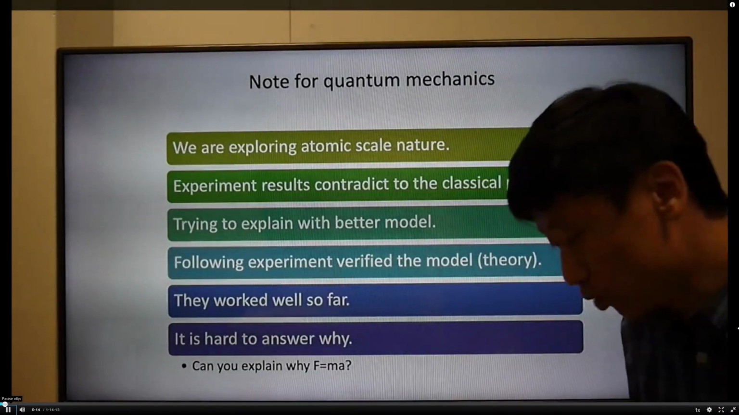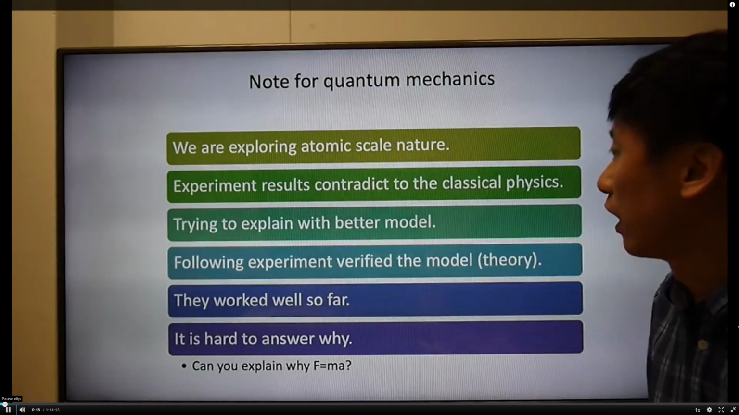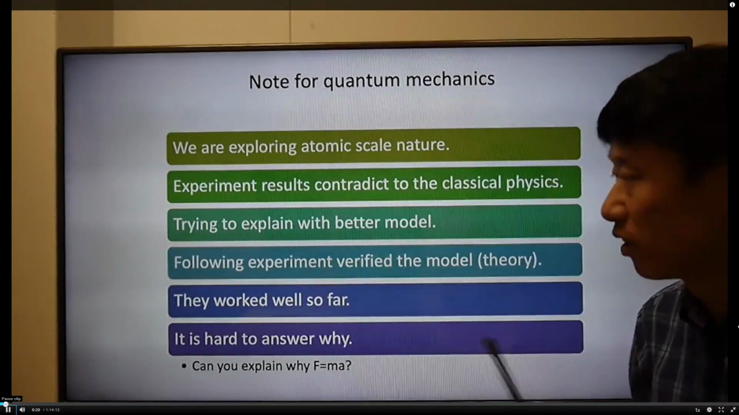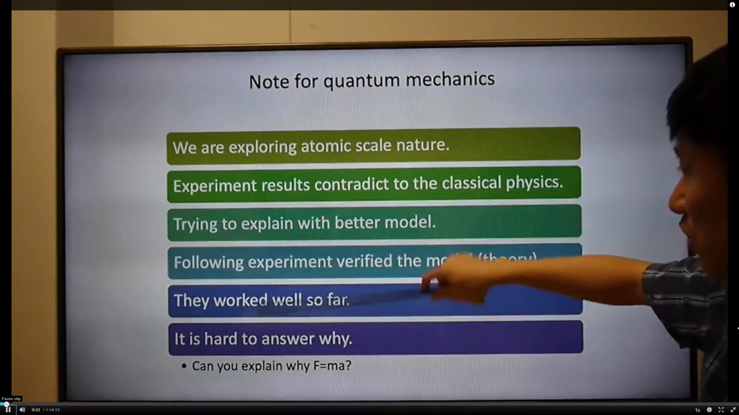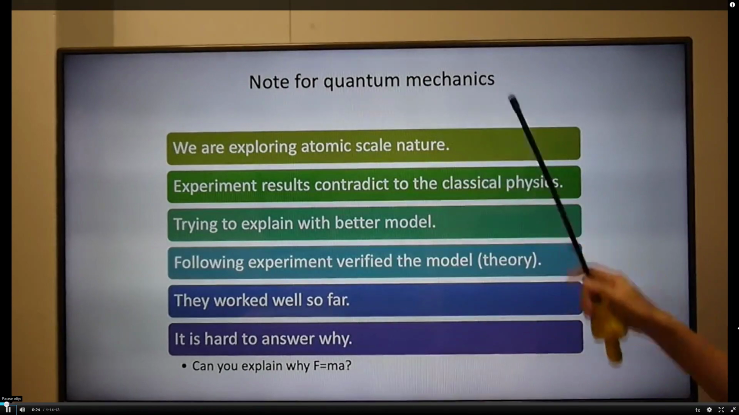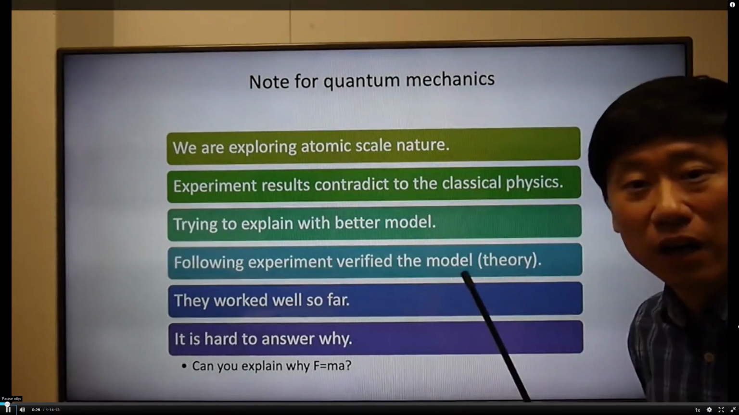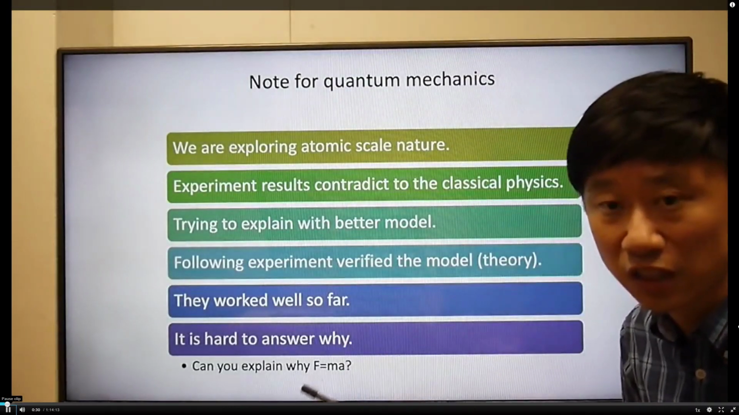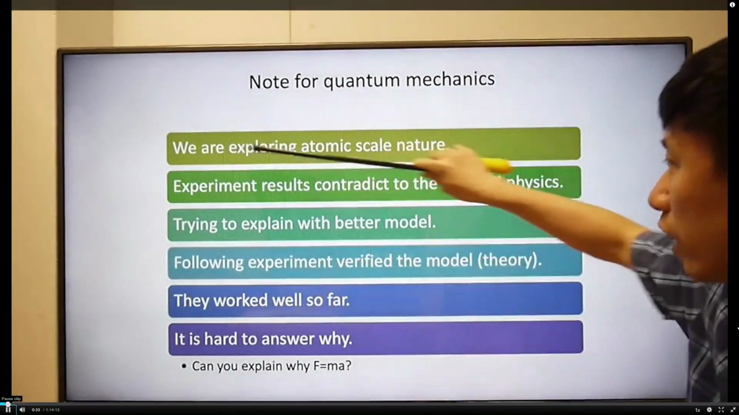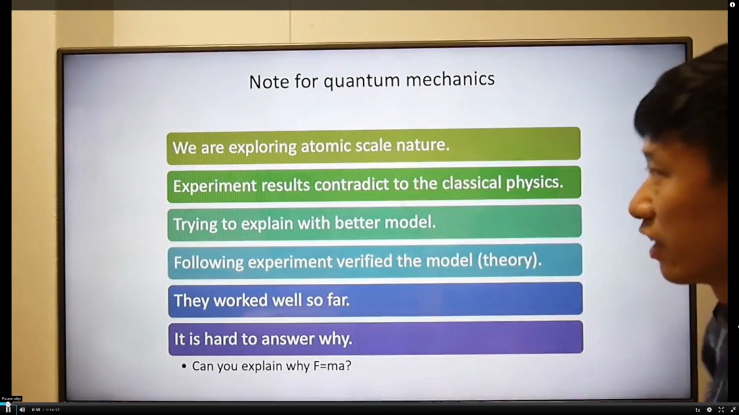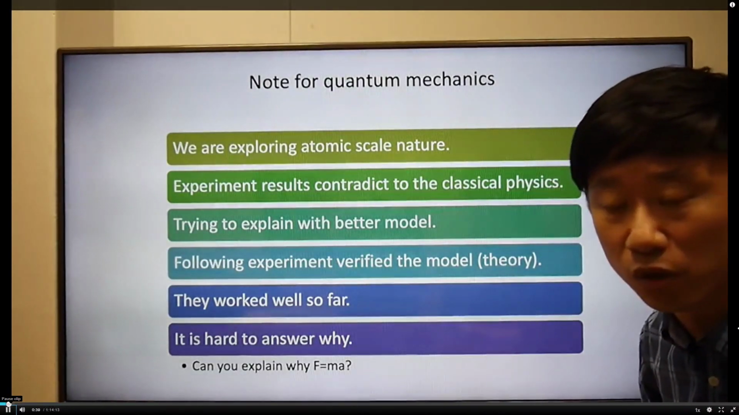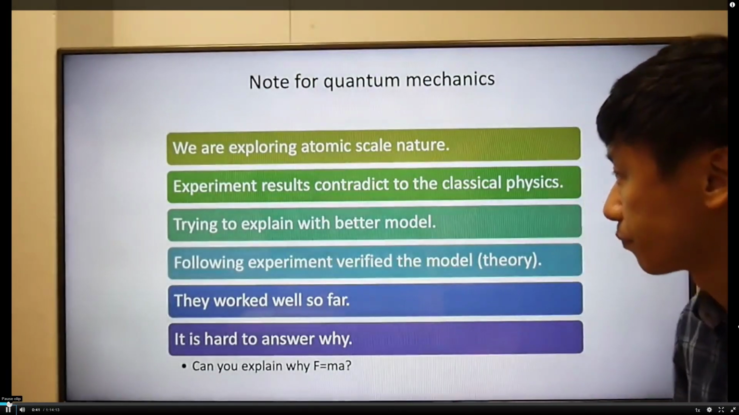From last week, you are learning about quantum mechanics. Just as a reminder, let me repeat the notes for quantum mechanics. It's not like classical physics, the macro scale. Now we are exploring atomic scale nature, especially the behavior of electrons and atoms.